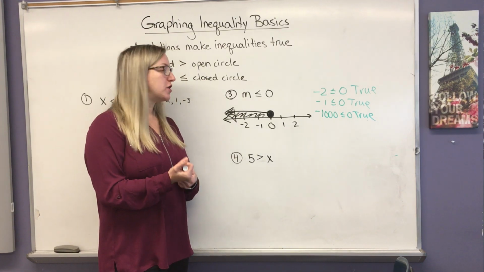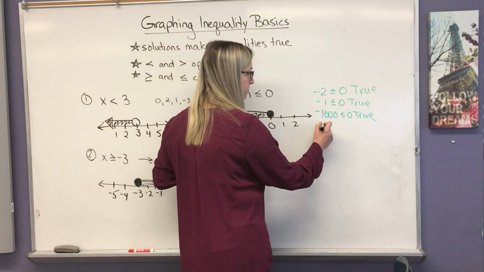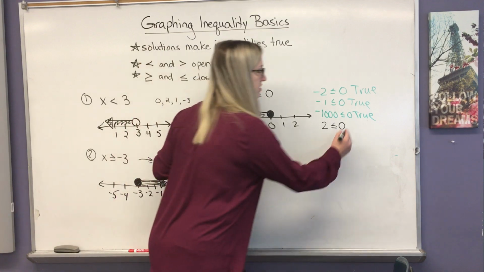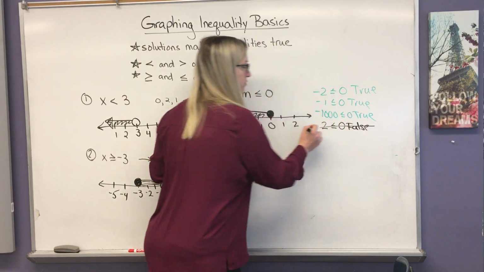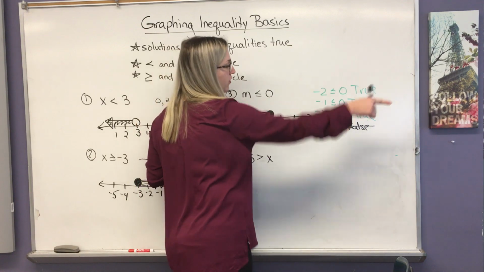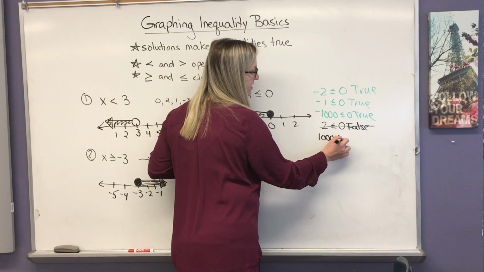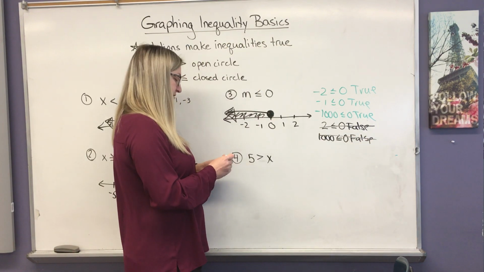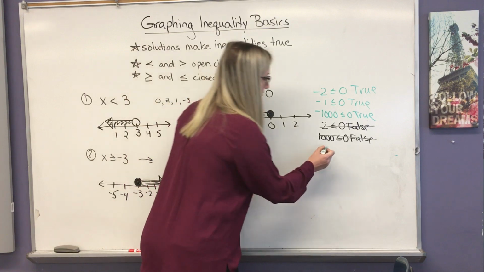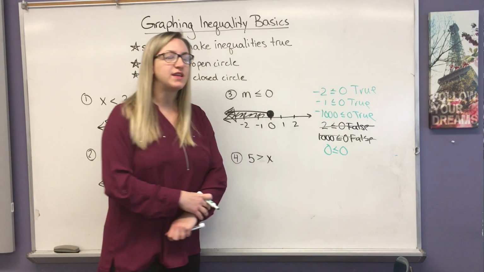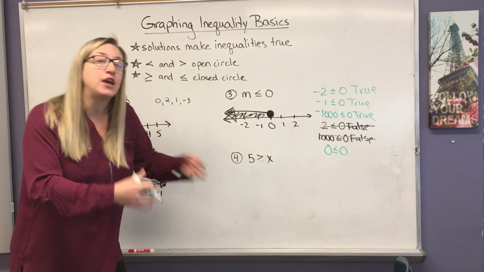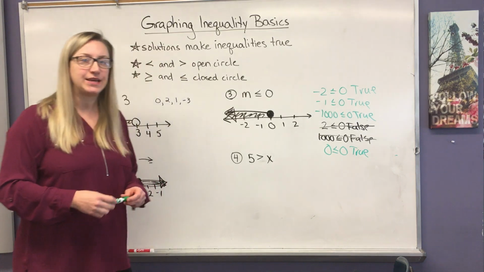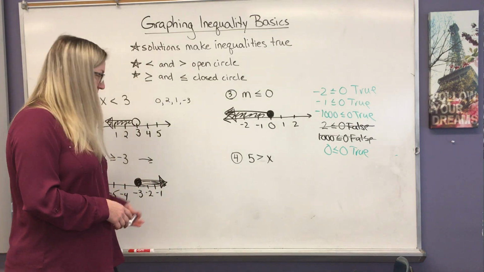Something false would be 2. Is 2 less than or equal to 0? No, that's false, which is why I did not shade it. And something crazy to the right would be 1,000 less than or equal to 0. That is also false. But now let's figure out if 0 is less than or equal to 0. Well, it's not less than, but it is equal to, so that's why this is a true statement, and I wound up shading the circle and using a closed circle.